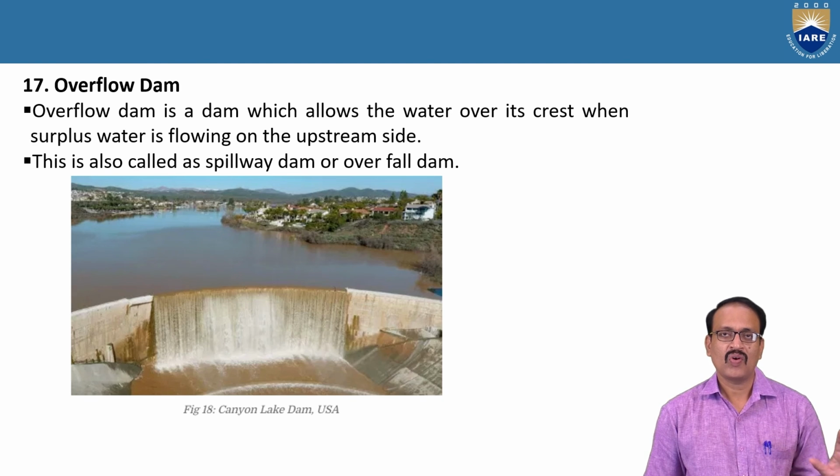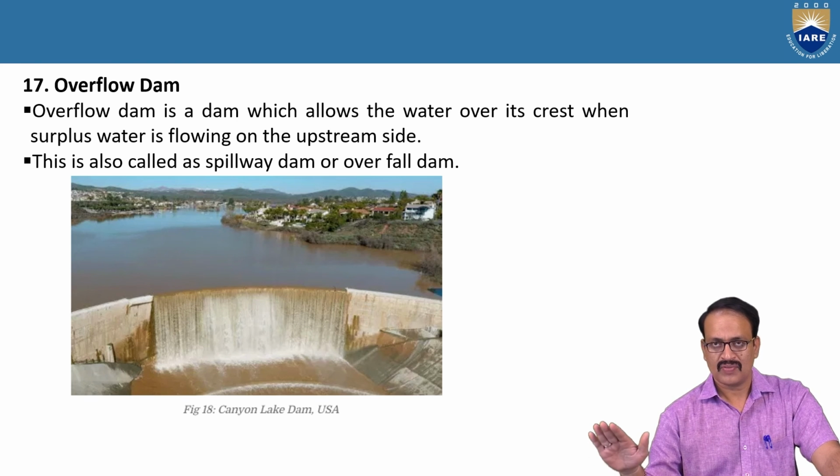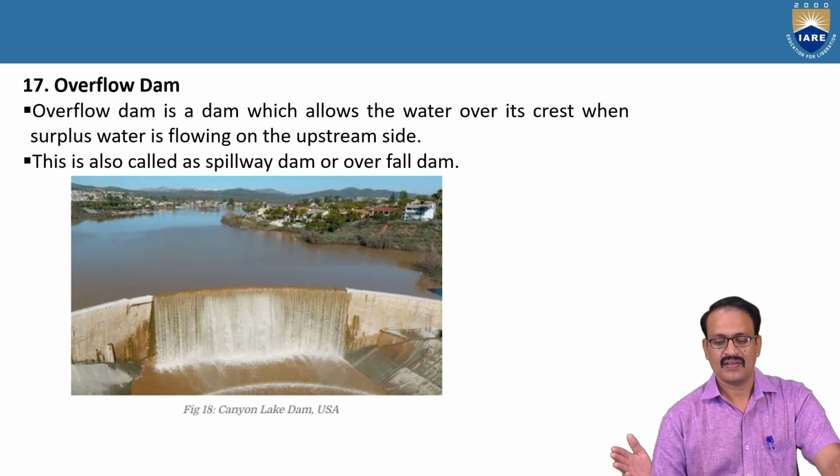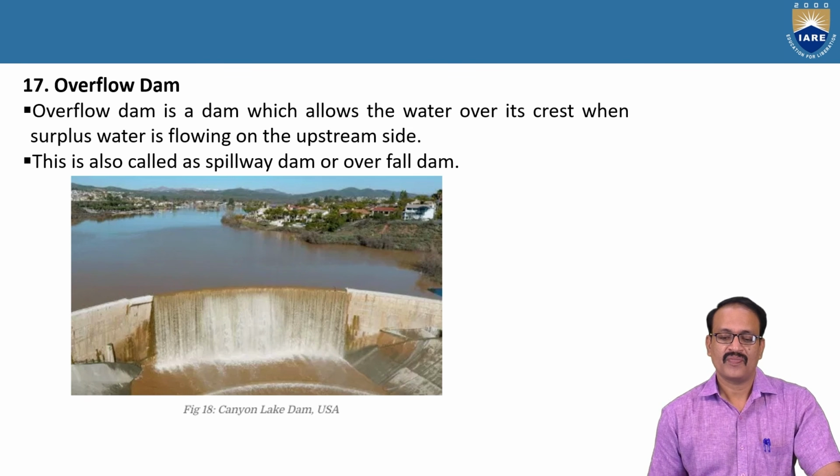Next, the overflow dam. An overflow dam is a dam where some amount of water is stored, and if there is excess water, it will allow the water to pass over its crest, flowing from the upstream. After that, the water will be flowing.